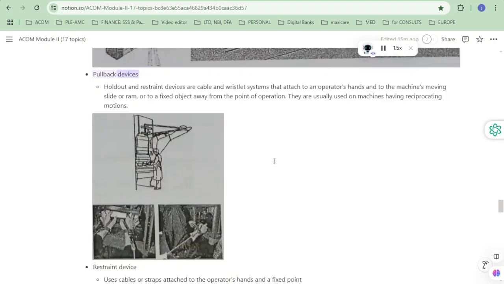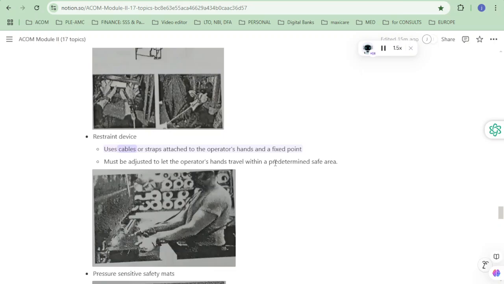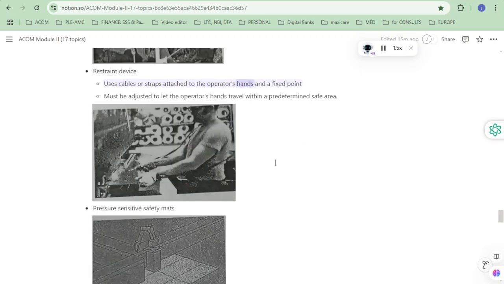Pullback devices. Hold-out and restraint devices are cable and wristlet systems that attach to an operator's hands and to the machine's moving slide or ram, or to a fixed object away from the point of operation. They are usually used on machines having reciprocating motions. Restraint device. Uses cables or straps attached to the operator's hands and a fixed point. Must be adjusted to let the operator's hands travel within a predetermined safe area.